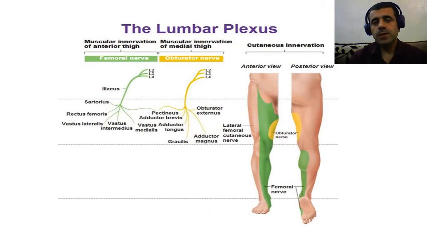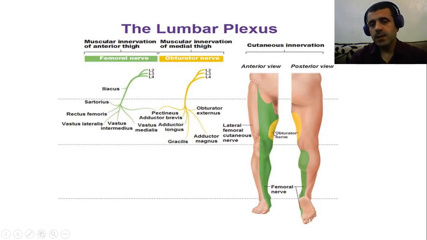So these are the sensory supply of the femoral nerve. Inner thigh, shin, this is the shin. So it's supplied, this is the straight part of the leg. The shin is supplied by the femoral nerve, and the arch of the foot is supplied by femoral nerve.